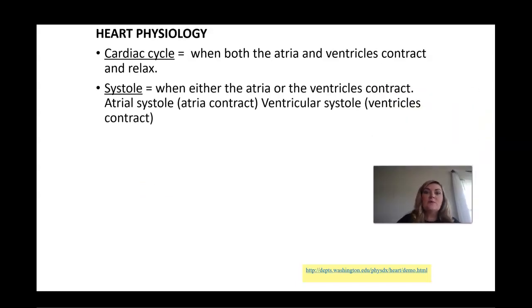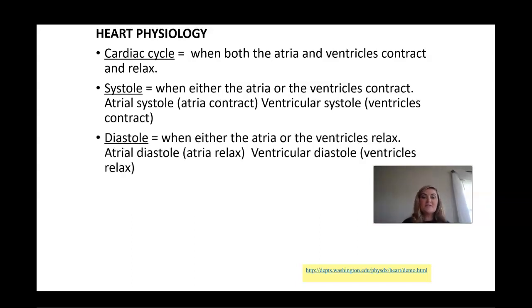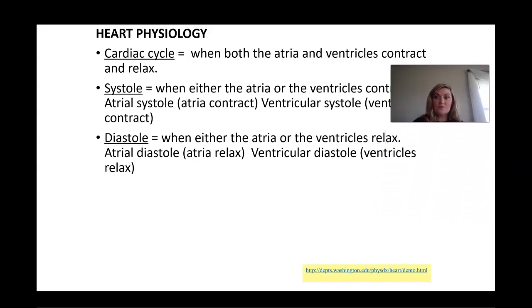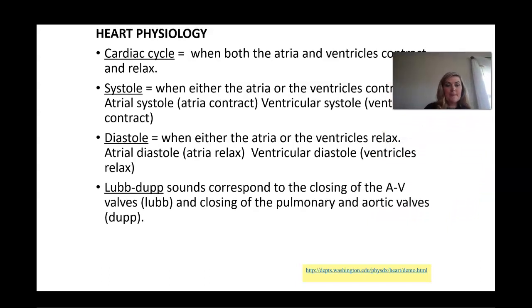Systole is going to be when either the atria or the ventricles contract. Atrial systole is the atria contraction. Ventricular systole is when the ventricles contract. Diastole is going to be when either the atria or the ventricles relax. So atrial diastole is atria relaxation. Ventricular diastole is going to be when the ventricles relax.